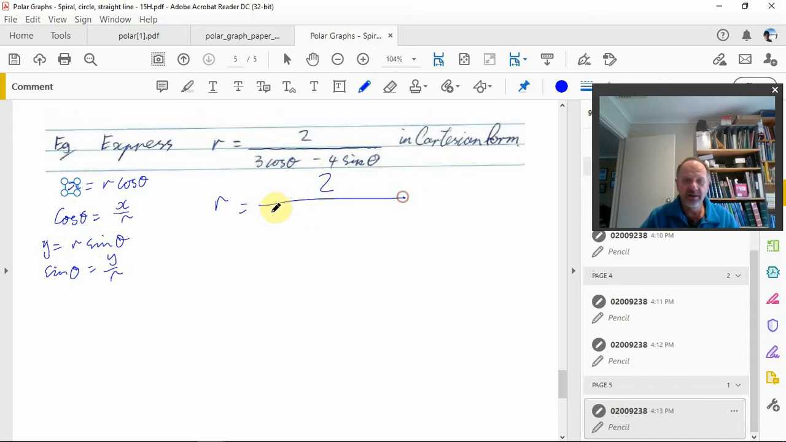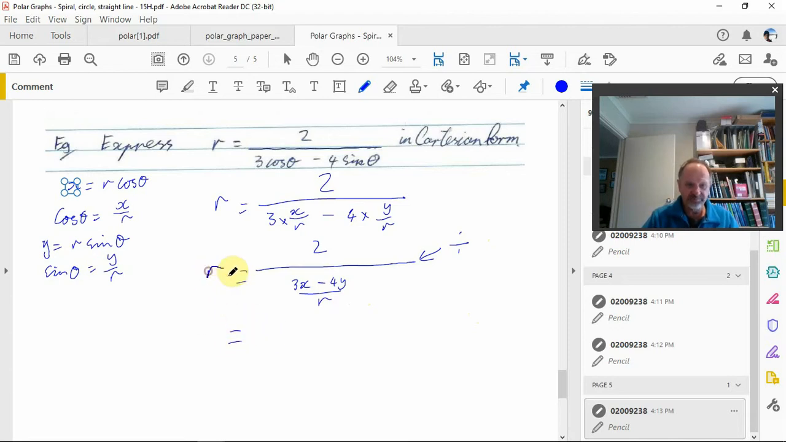So the 2 is still there, the 3 is still there. Cos theta is x over r, minus 4 times y over r. You'll notice we've got a common denominator of r in each of those, so I can put that over: 3x minus 4y, all over r. Now this on the bottom is a fraction. This line can also be interpreted as divide, and as we know, when we divide fractions, we flip them and multiply.